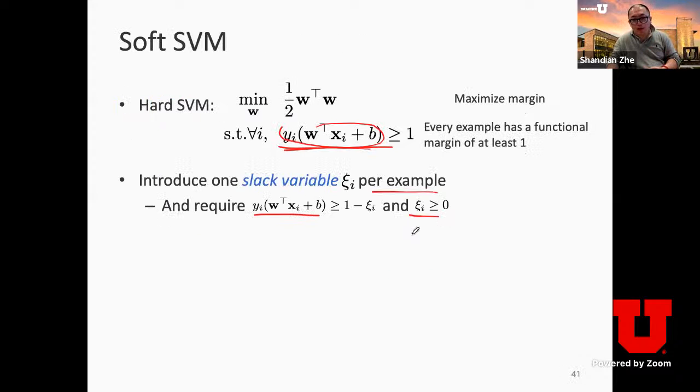Now if we take a look here, if ξi is less than 0, that means I put an even stronger requirement that your functional margin is bigger than 1. Your example must stay strictly outside the margin. That is an even stronger requirement. But here we want to relax the requirement. We want to relax the constraint so that some examples, according to the data, can automatically choose to break into the margin.